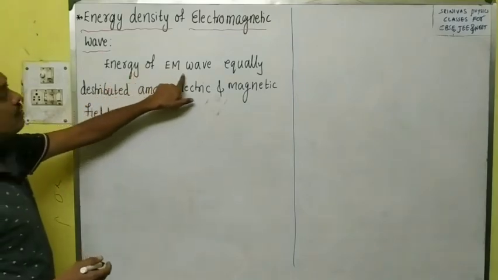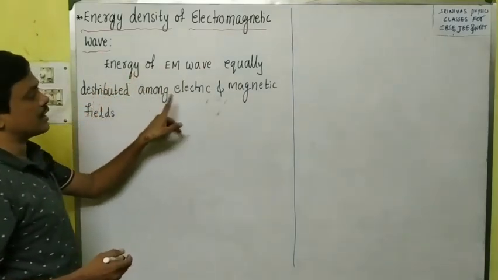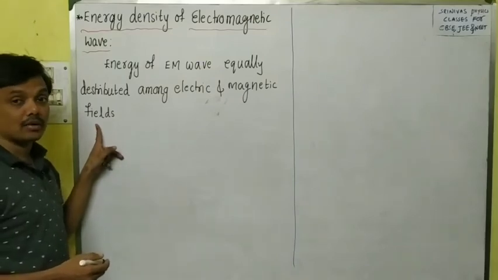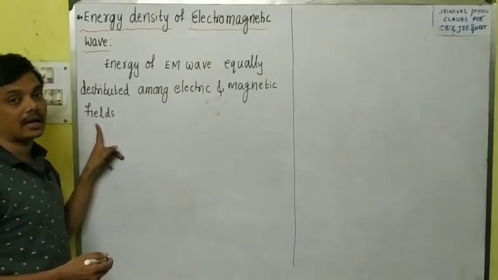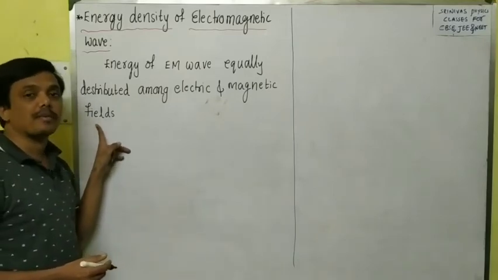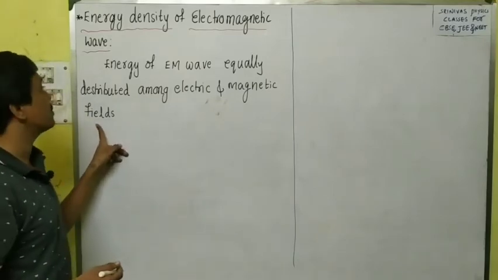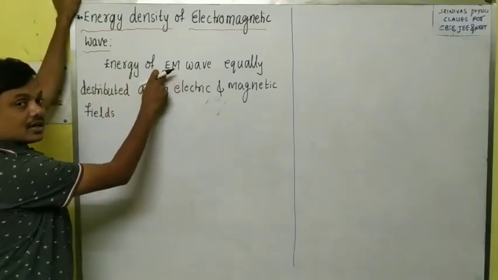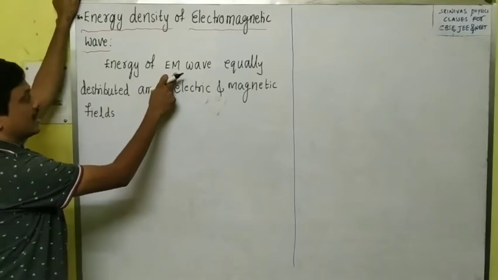Energy of EM wave is equally distributed among electric and magnetic fields. An electromagnetic wave has oscillating electric and magnetic fields which are mutually perpendicular to each other and also perpendicular to the direction of propagation of the wave. Here the energy of the EM wave is distributed equally among electric and magnetic fields.